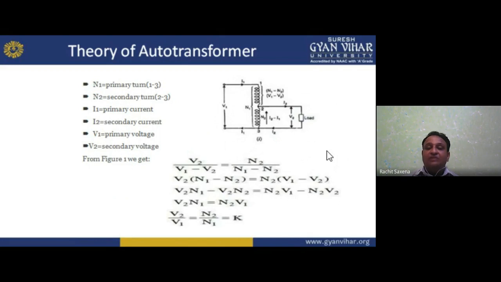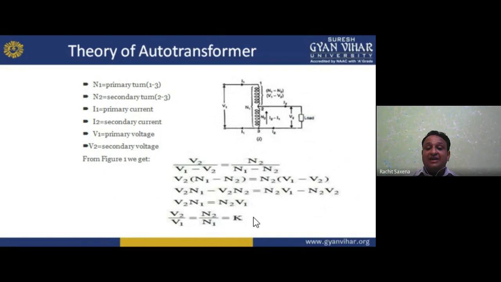Now V2 N1 equals N2 V1. See here, if I do so, this will cancel out, and we get V2 N1 equals N2 V1. So we get V2 by V1 equals N2 by N1 equals K.